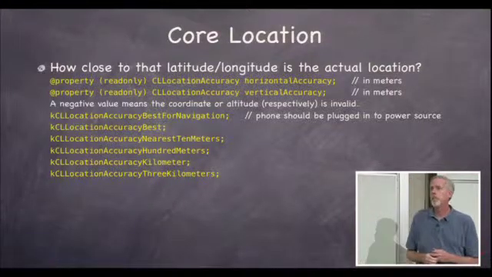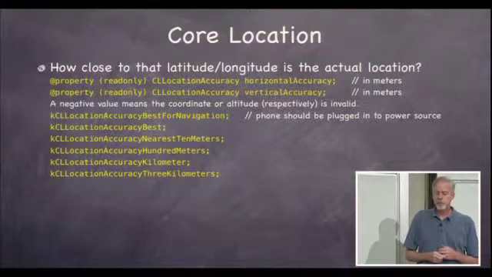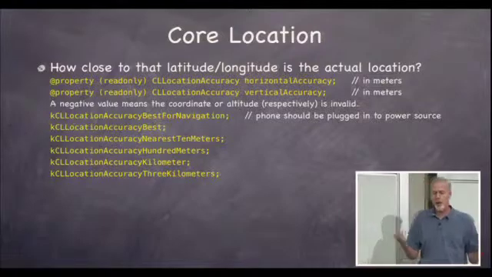Question: why do they distinguish between horizontal and vertical accuracy? Wouldn't those always be the same? No, they wouldn't always be the same, because certain location measuring devices can't tell altitude. They can only tell horizontal. Vertical is 3D. GPS could do vertical, but some of the other ones can't, and you'll see that in a moment.